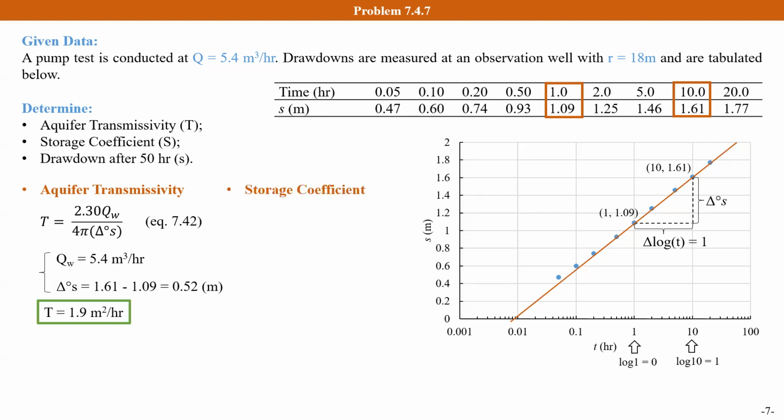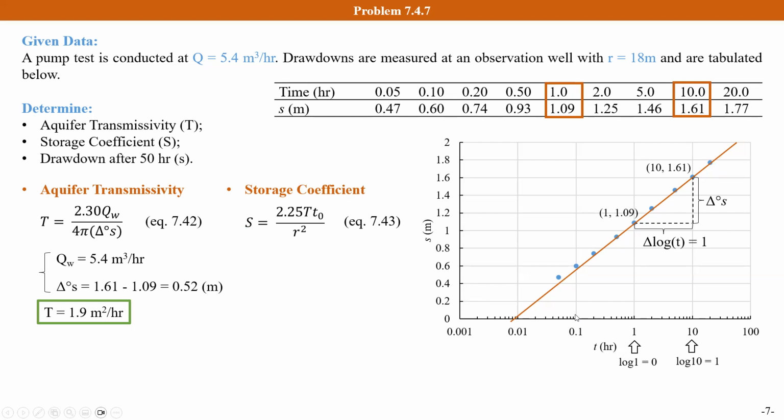Next, we can calculate the storage coefficient by applying equation 7.43. In this equation, we know the transmissivity is 1.9 square meter per hour, and the distance r is 18 meter. We need to determine the T0. Let's go back to the plot. In this plot, the line here is generated by connecting these 2 points together and then extending the line to make it intersect with the x-axis. And the T0 is the time when the drawdown equals 0. It's the initial point.